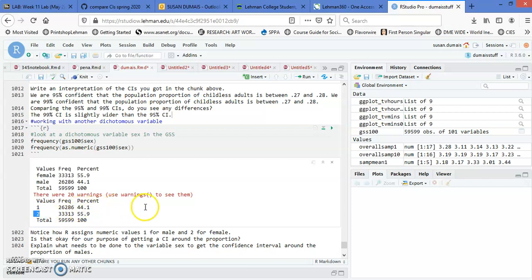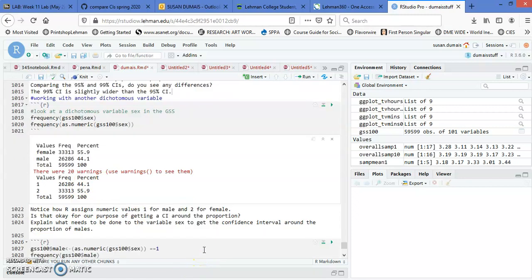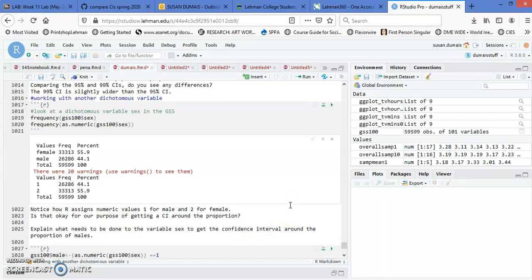In order for us to be able to make proportions, we can't have it coded as 1 and 2. We need to have it changed into an actual dichotomous variable. So notice how R assigns numeric values of 1 for male and 2 for female. Is that okay for our purpose of getting a confidence interval around a proportion? No, the coding is not correct to get a proportion.